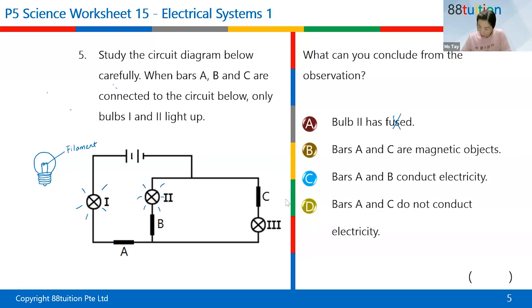Right, so over here, the answer is actually bars A and B conduct electricity. Of course they must. Otherwise, electric current cannot flow through them. Okay, A and C do not conduct. That's not true. If A and C do not conduct, every bulb will not light up. Okay, so the answer is C over here.